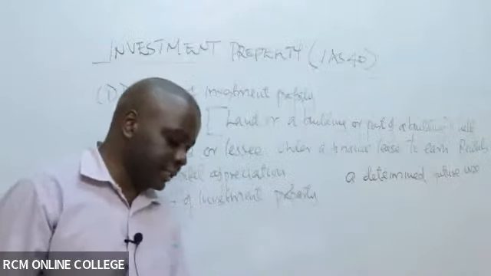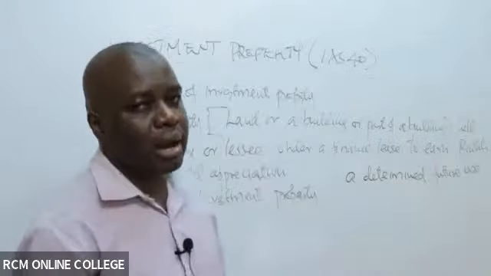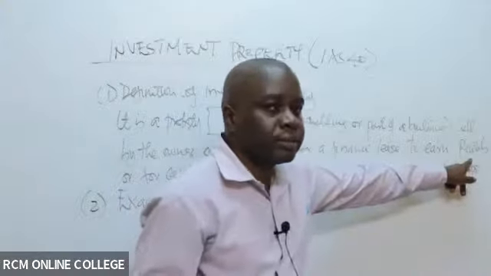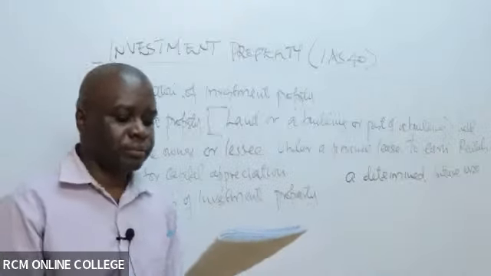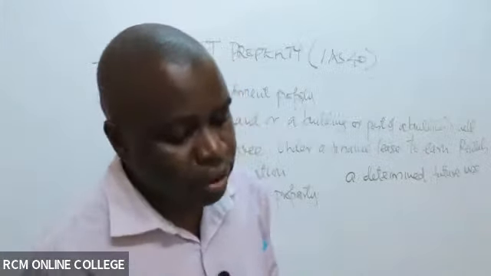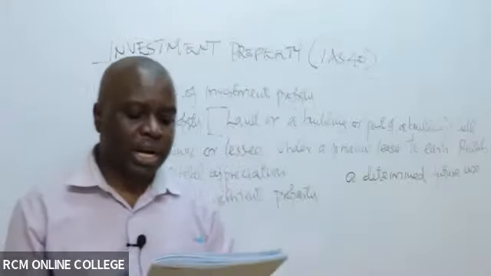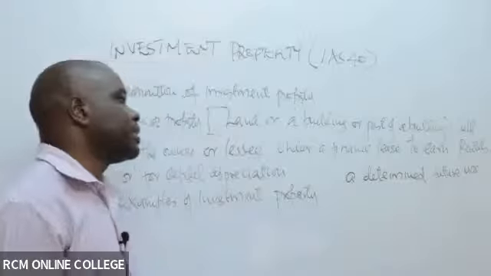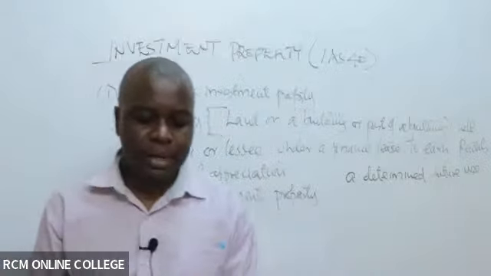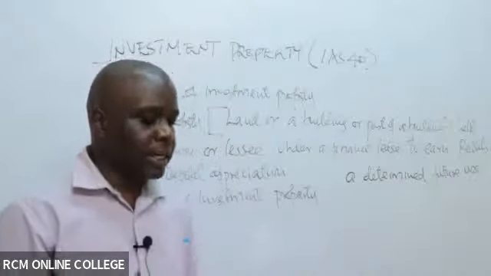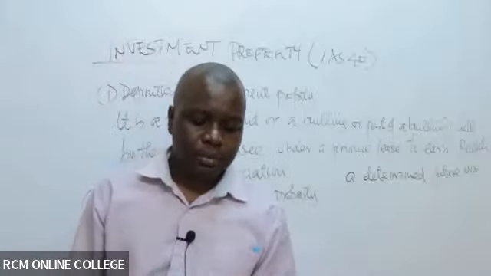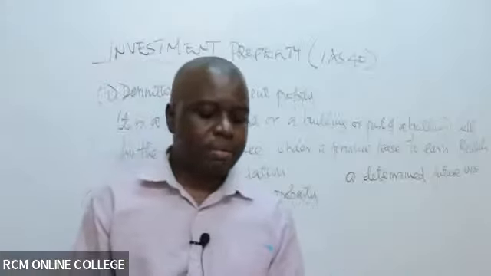Number 3, a building leased out. When you have a building and you lease it out, you want to get rentals. A building leased out by the owner under an operating lease.